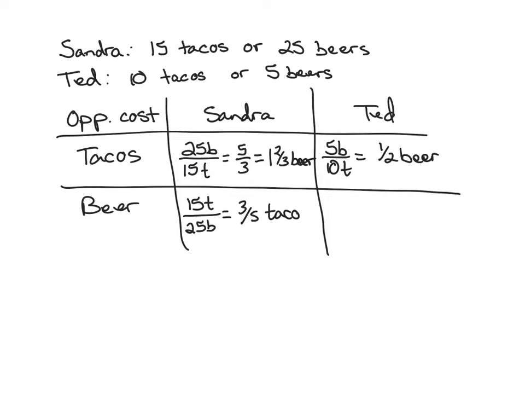In looking at Ted's opportunity cost of beer, we simply take the reciprocal of our previous calculation. So we would say for every 5 beers that Ted produces, he gives up the opportunity to make 10 tacos, or per beer, he gives up 2 tacos. So Ted's opportunity cost or marginal cost of a beer is 2 tacos.